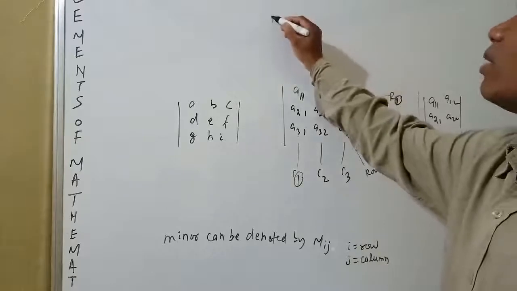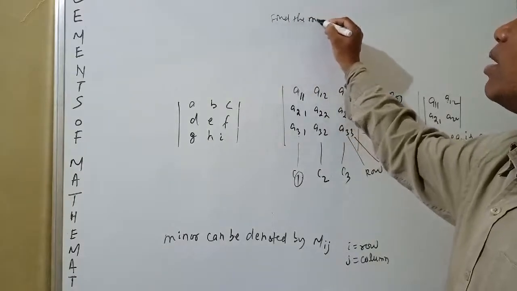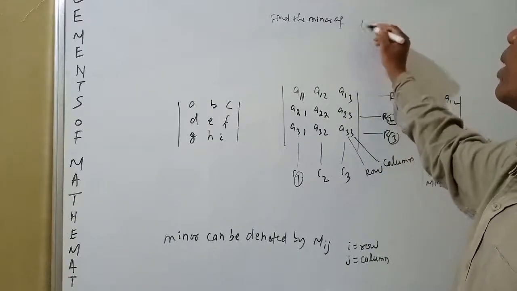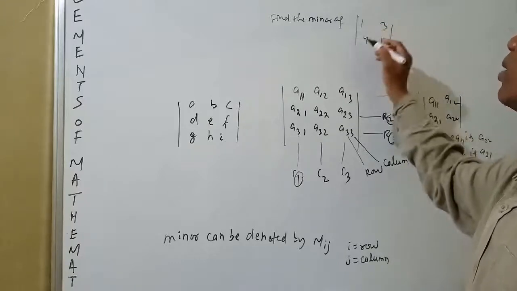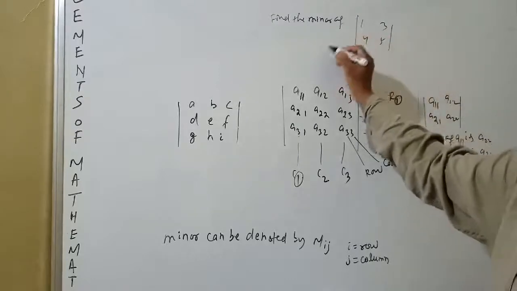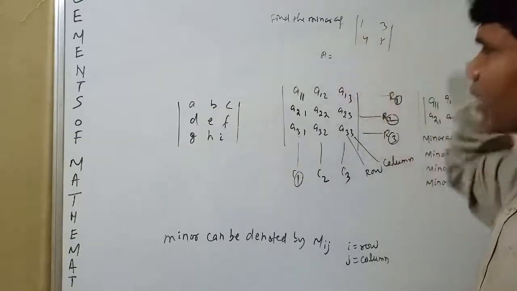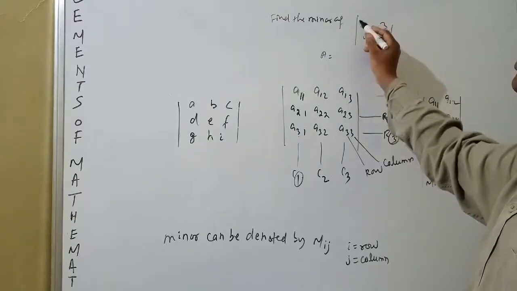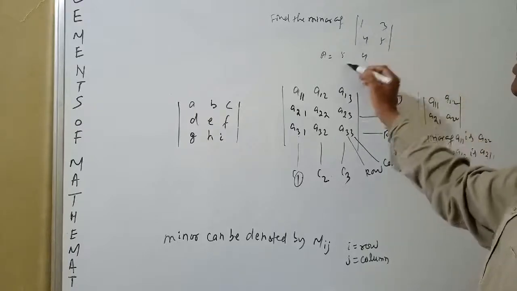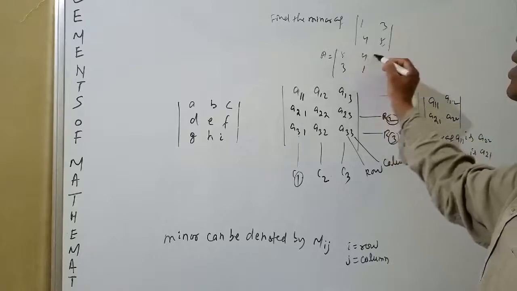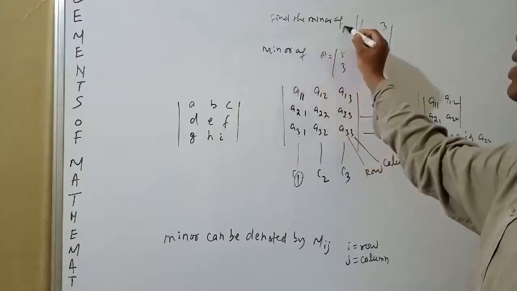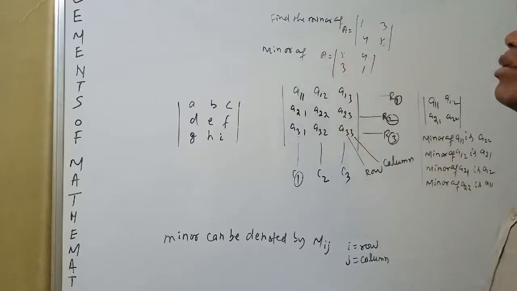Suppose you find the minor of the determinant 1 3 4 5. Suppose this is given. Minor of 1 is equal to how much? 5. Suppose this is the determinant A. Minor of this element is 5. Minor of this is equal to 4. Minor of this is equal to 3. Minor of this is equal to 1. This is the minor of A. Suppose this is the determinant of A, then the minor of A is equal to this much.